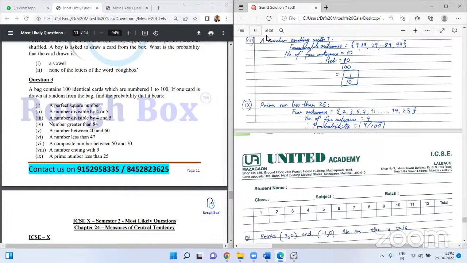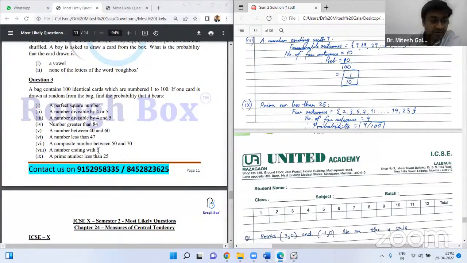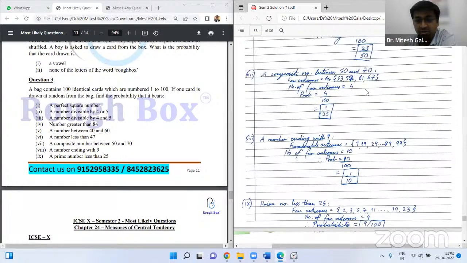So can you please show the seventh part? Seventh part, a composite number between 50 and 70. Oh, yeah, I missed that. So it should be 51, 52 and so on. Composite numbers are not prime numbers, so don't consider prime numbers.